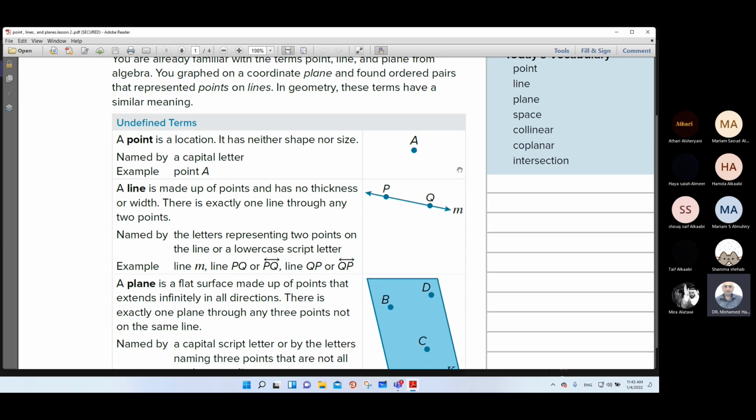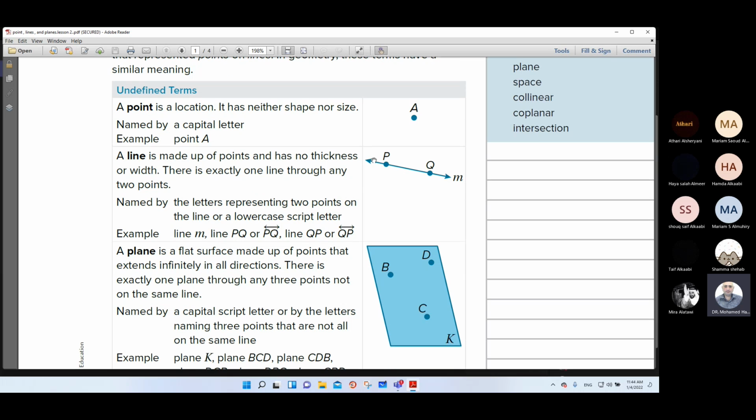So this is the point. What's the meaning of the point? A point is a location. It has neither shape nor size. Named by a capital letter. Always we choose for the point a capital letter. Example, point A.